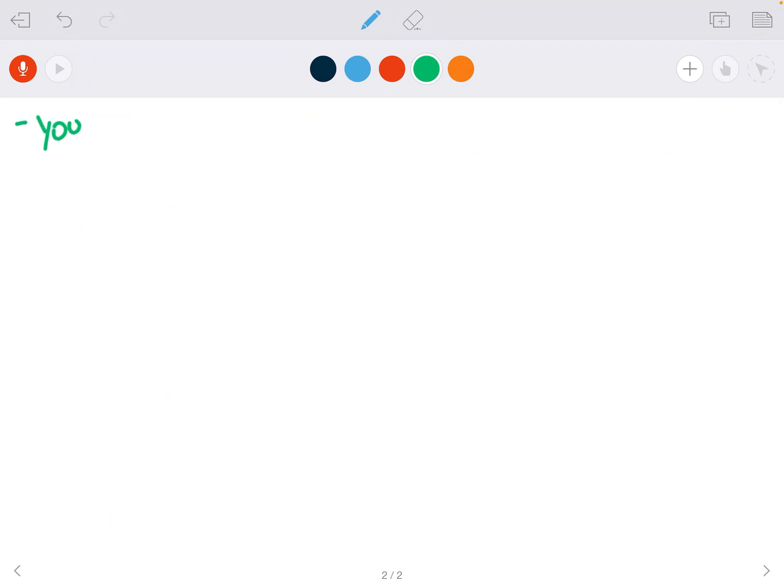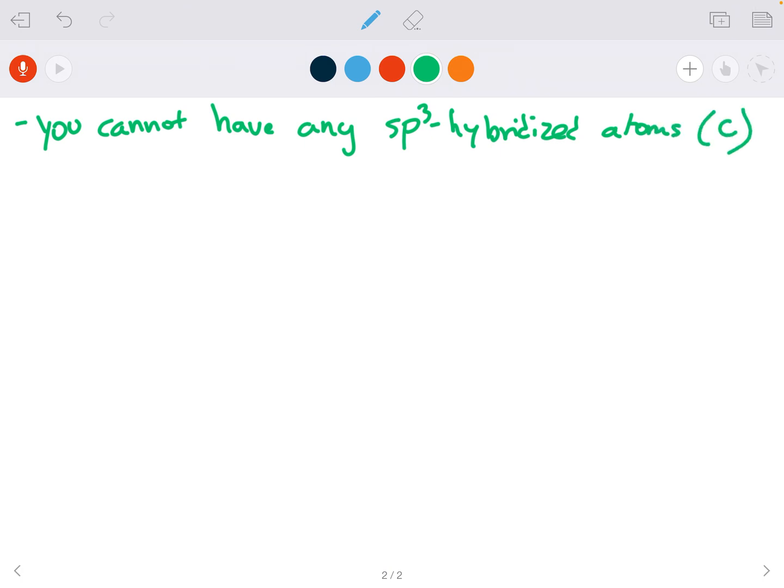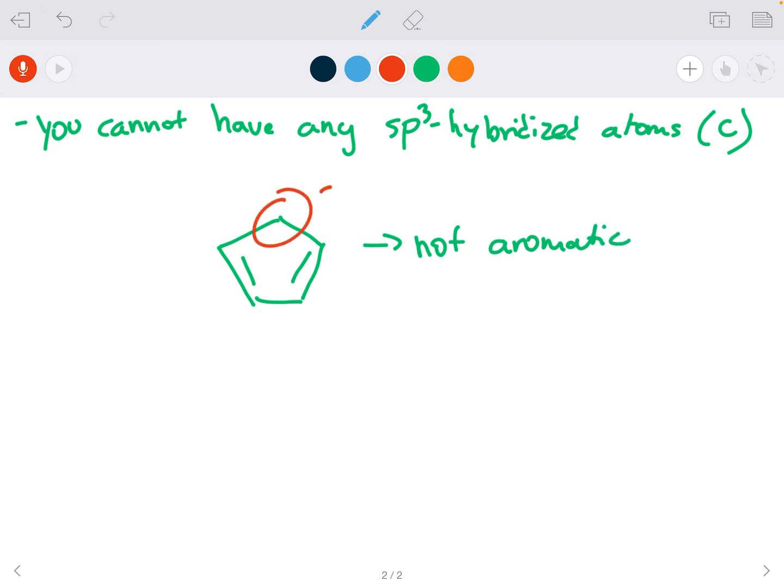A second thing is you cannot have any sp3 hybridized atoms. Mainly carbon is what we're talking about. So if you have this compound, it's not aromatic because right there you have an sp3 carbon, so there's no p orbital there, so you don't have continuous overlap of the p orbitals.